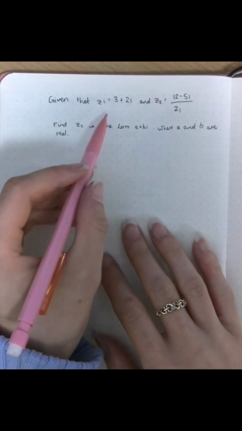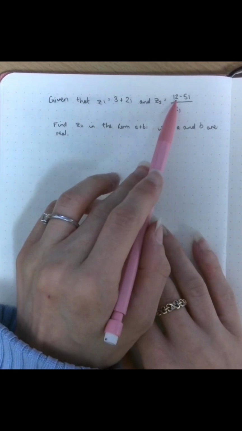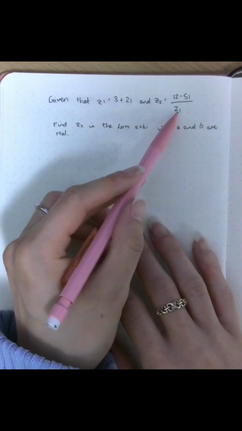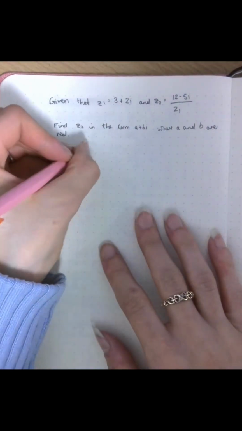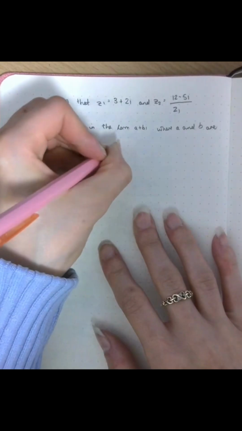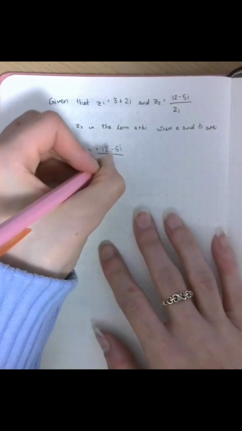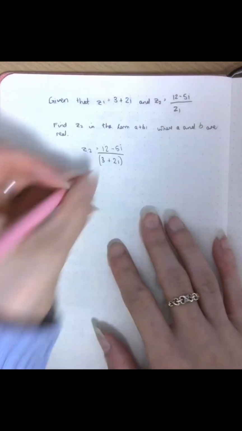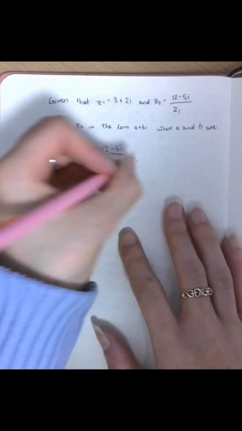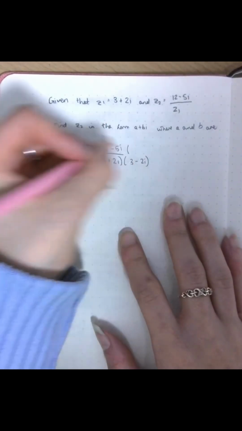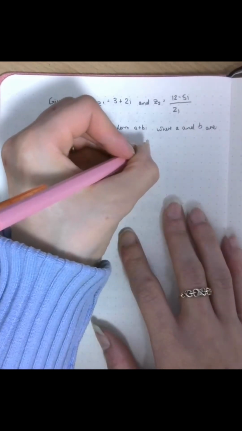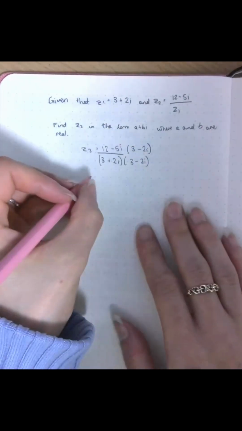Given that z1 is equal to 3 plus 2i and z2 is (12 take away 5i) over z1, find z2 in the form a plus bi, where a and b are real. So let's just write this out to replace z1 with our 3 plus 2i. So z2 is equal to (12 take away 5i) over (3 plus 2i). So we need it in the form a plus bi. So let's realise our denominator by multiplying by the complex conjugate pair of 3 plus 2i, which is 3 minus 2i. So let's expand all of that out.